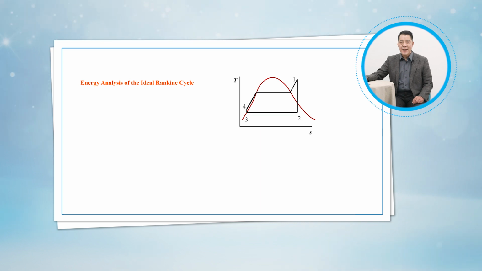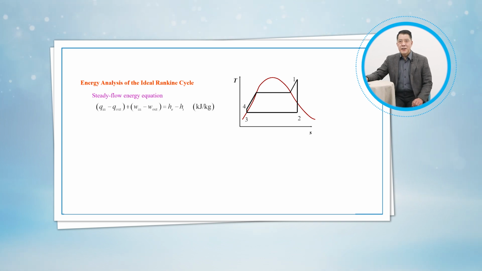The kinetic and potential energy changes of the steam are usually small relative to the work and heat transfer terms and are therefore usually neglected. Let's firstly talk about the energy analysis of an ideal Rankine cycle.